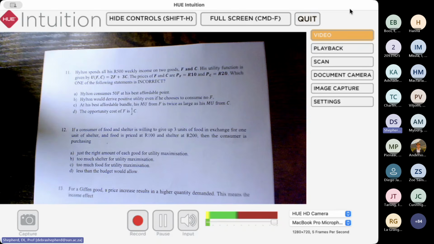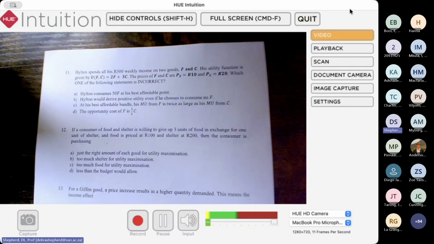So here we're looking for the incorrect answer as the answer to this question. You have to be very careful with these types of questions. So we have all this information, and now we're going to judge each of these answers using the information here. So A says Hilton consumes 50F at his best affordable point. How do we figure out Hilton's best affordable point in this particular example?